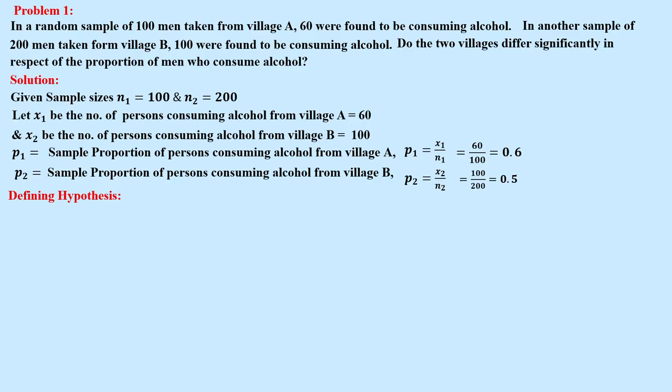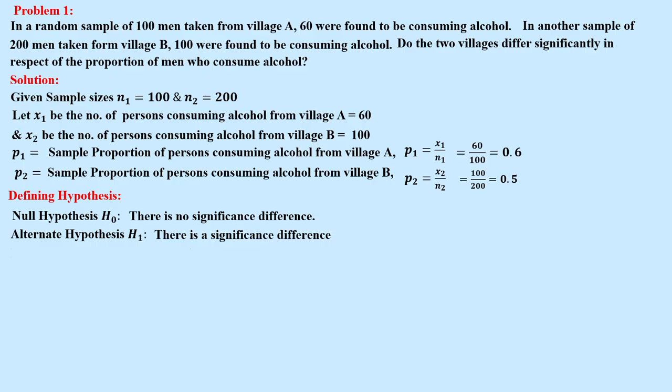So now we are going to define the hypothesis. Null hypothesis: there is no significant difference, so there is no significant difference with respect to the proportion of men who consume alcohol in the two villages. Alternate hypothesis: there is a significant difference. Let the level of significance be 5%.